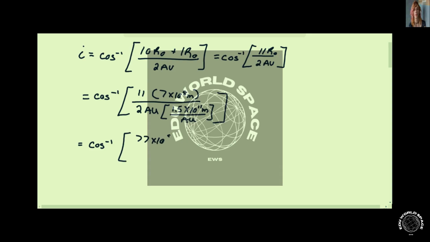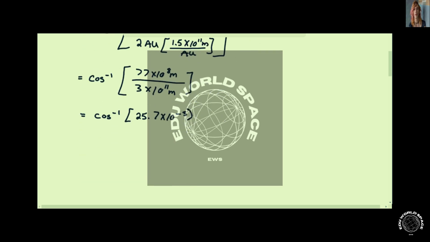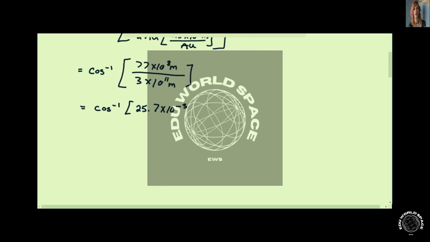Then cosine inverse of 77 times 10 to the 8 meters over 3 times 10 to the 11 meters. Again, just keep going at this: 25.7 times 10 to the negative 3. And if you put that into your calculator, you want it in radians, by the way, so make sure it's in radians. 1.3 radians.